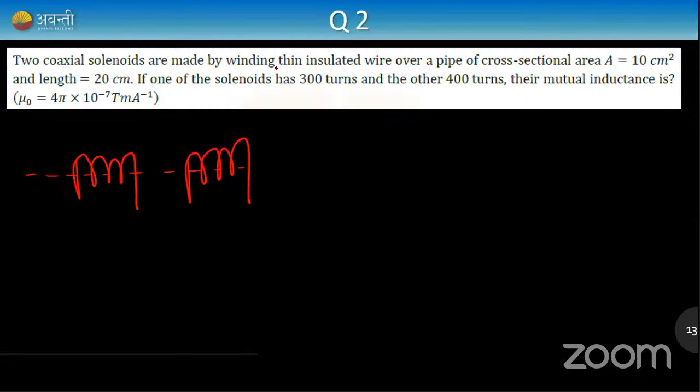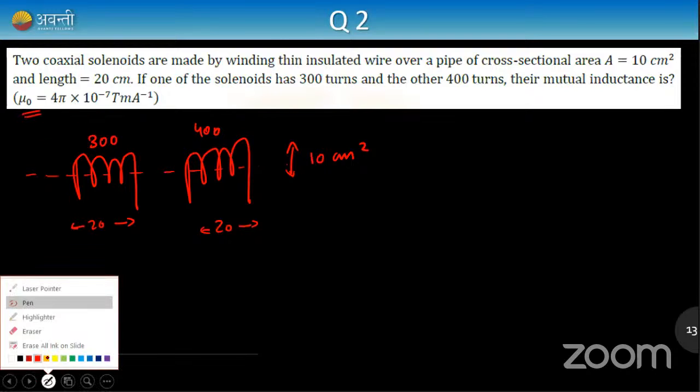Both are made by winding thin insulated wire over a pipe of cross-section area 10 centimeter square. Both of their lengths are 20 centimeter. If one of the solenoids has 300 turns and the other has 400 turns, what is the mutual inductance? And mu naught is given here.